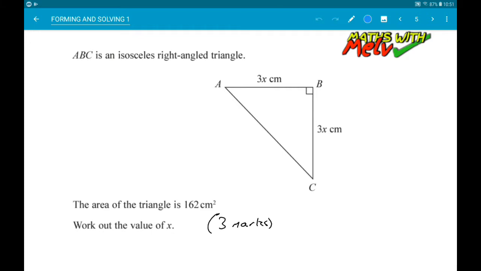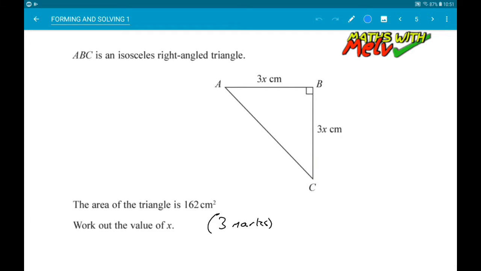Okay, the fourth question, ABC is an isosceles right angle triangle, so we can see the two equal sides are both 3x. We are told the area of the triangle is 162 centimeters squared. Work out the value of x. Okay, so we're told the area as a number. What we're going to do is work out the area algebraically, set the two things equal, solve for x.